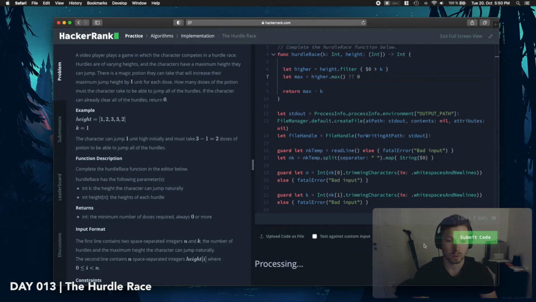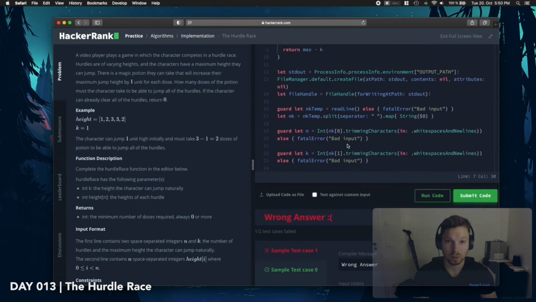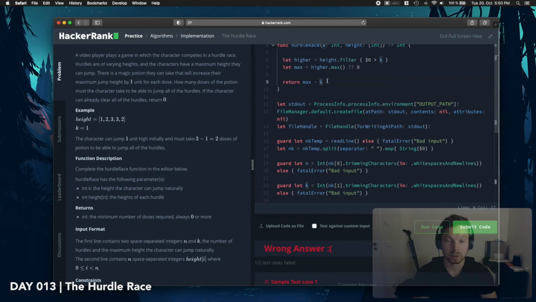Let's just do this. Test case, wrong answer. Your output is -7. Why is it -7? 7 is the jump height, and then, oh, okay. Okay, of course. If higher count is 0, return 0.